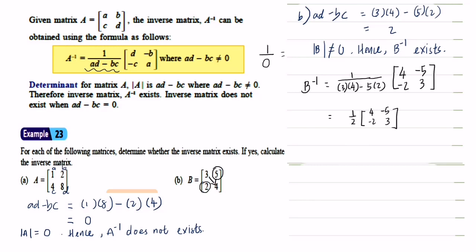Or you multiply each element by 1 over 2. So 1 over 2 times 4 is 2. 1 over 2 times negative 5 is negative 5 over 2. 1 over 2 times negative 2 is negative 1. 1 over 2 times 3 is 3 over 2.